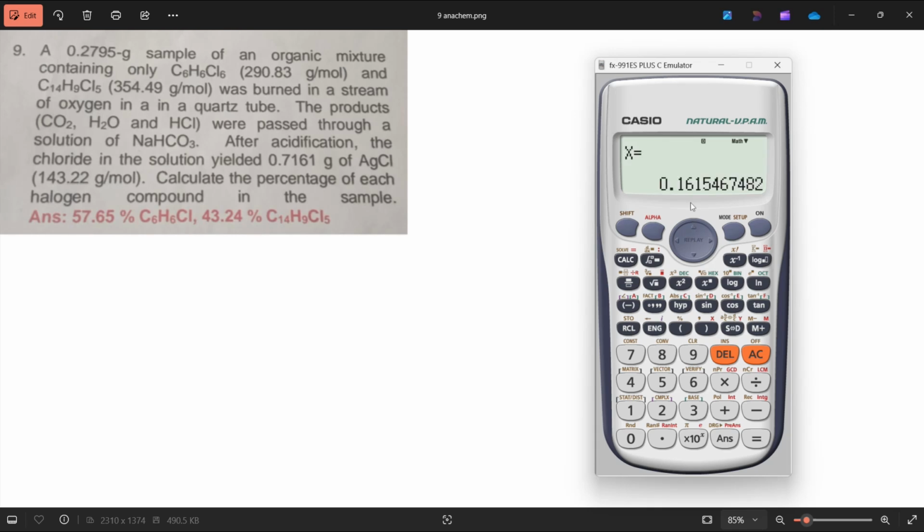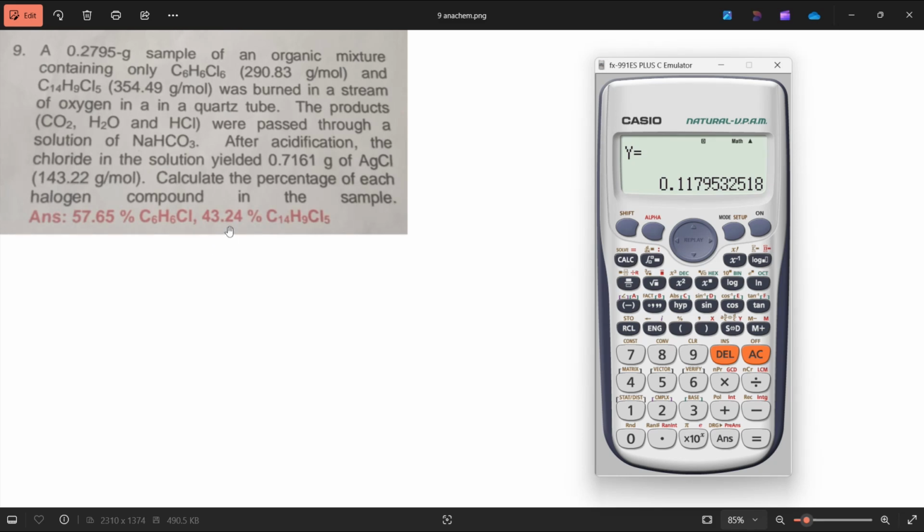So the value of x is 0.1615, and if we divide this by the value of our sample, which is 0.2795, 0.1615 over 0.2795 times 100 is equal to 57.65%, or near that, because we used a value of 143.32 instead of 143.22. Same goes for y. Our y value is 0.11795, and then we divide this by 0.2795, multiply that by 100, and the answer is going to be 43.24, or along those lines.